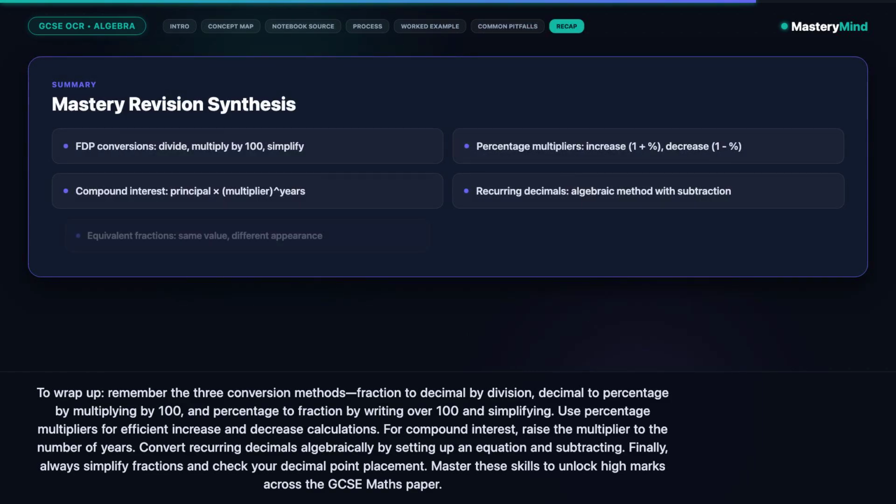To wrap up, remember the three conversion methods: fraction to decimal by division, decimal to percentage by multiplying by 100, and percentage to fraction by writing over 100 and simplifying. Use percentage multipliers for efficient increase and decrease calculations. For compound interest, raise the multiplier to the number of years. Convert recurring decimals algebraically by setting up an equation and subtracting. Finally, always simplify fractions and check your decimal point placement. Master these skills to unlock high marks across the GCSE Maths paper.